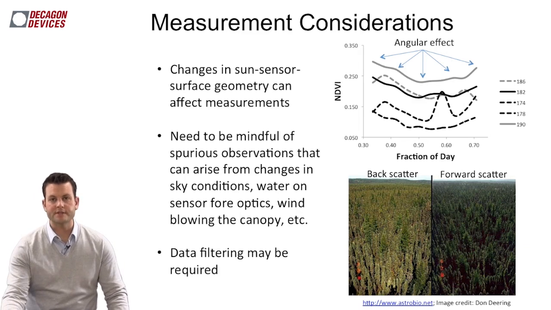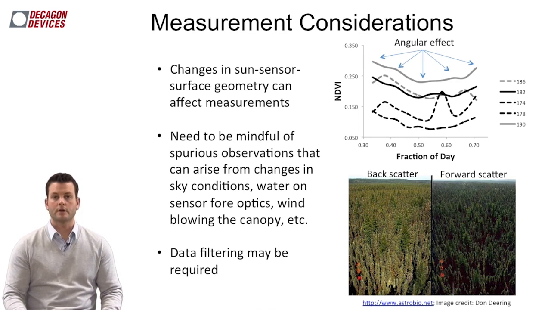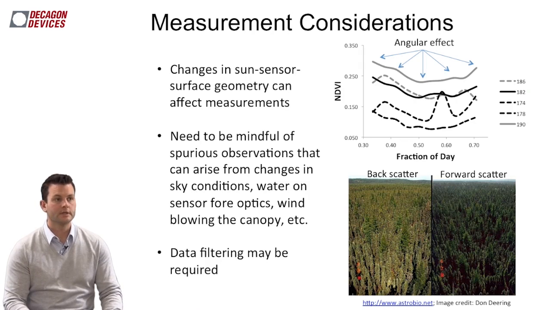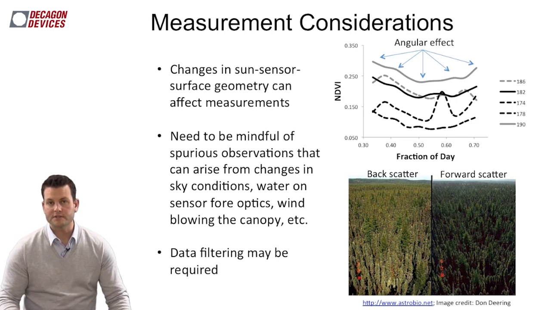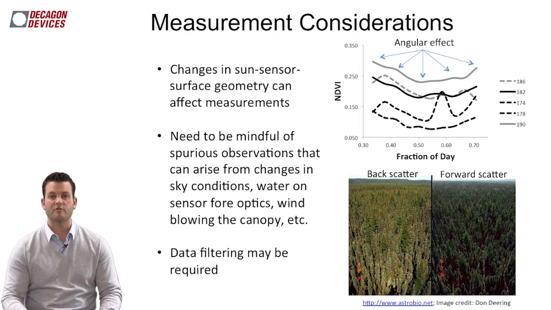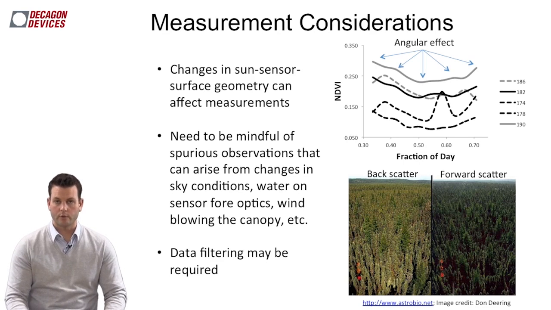So the other thing to be aware of is that as we collect long time series with these data, the sensors are out in all weather conditions, and things can occur to cause spurious observations. The fore optics can become wet, a bird could land on the sensor, or it could get dirty. All of these things are going to cause noise or spikes in the data. For example, on day 178 in the example data I provided here, you can see a large upward spike. The point is that some amount of data filtering is typically required with time series NDVI and PRI data.